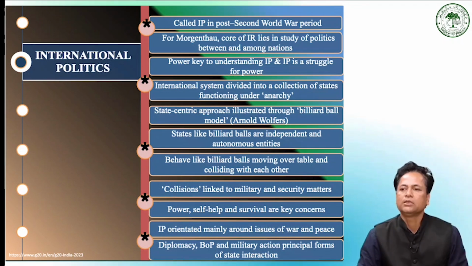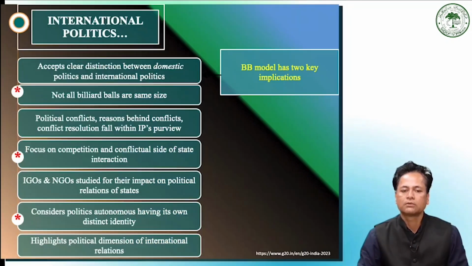So because there is a possibility of collusion, there is a possibility of war, you as a scholar of international politics focus on these issues. Diplomacy, balance of power and possible military action constituted the principal forms of state interaction, right? So these were considered as different foreign policy tools by the realists, particularly for the sovereign and powerful nation states.